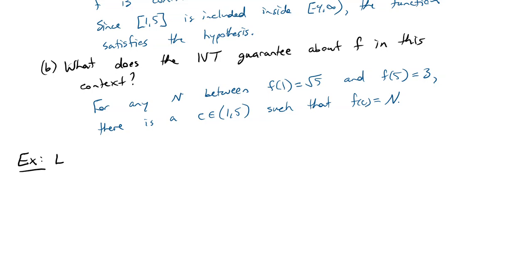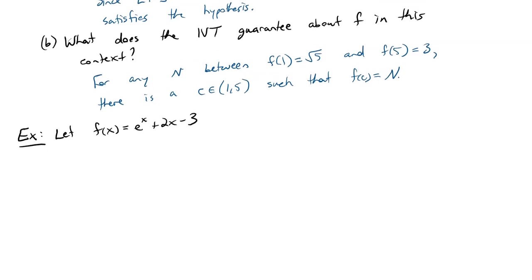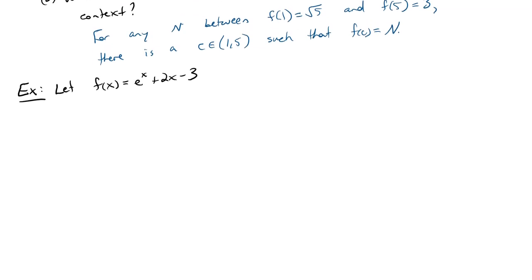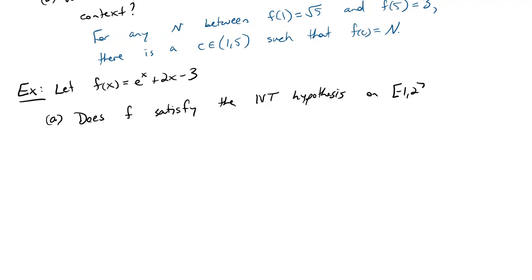Let's do another example. Let f of x equal e to the x plus 2x minus 3. And I encourage you to dig more into this. Look at the graphs of these functions. Use Desmos or something and see how they behave. See if you can understand graphically what this is saying. Part A, does the function f satisfy the IVT hypothesis on the interval from -1 to 2, the closed interval from -1 to 2?